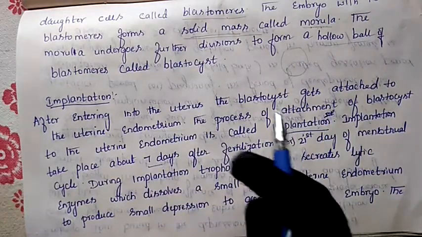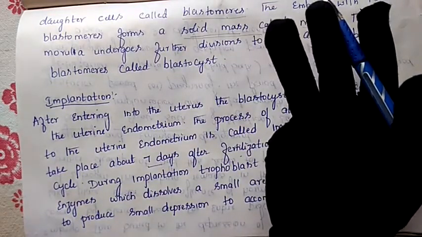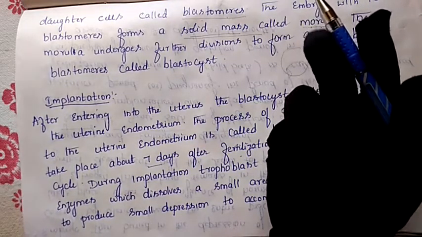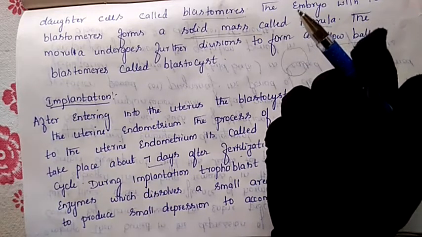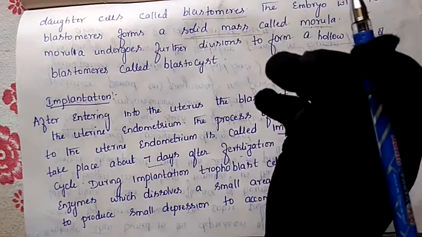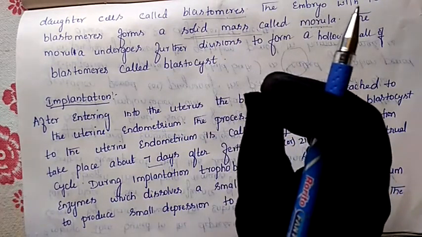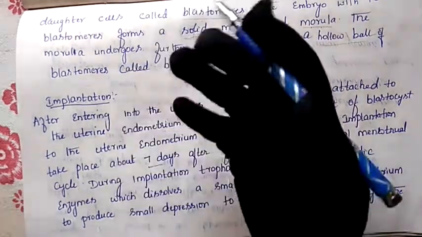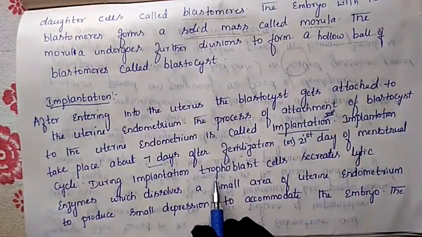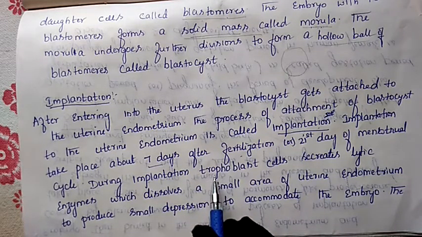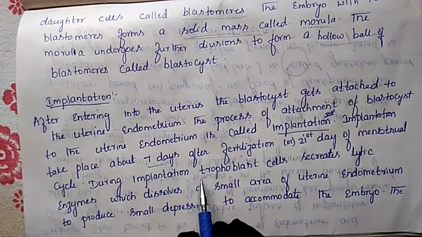Within these 7 days there will be the formation of a cleavage, the formation of a morula, and finally it will form a blastocyst. So up to blastocyst formation, it will take place within these 7 days. Next, after the 7th day, implantation will take place. That means the blastocyst will attach to the uterine wall.